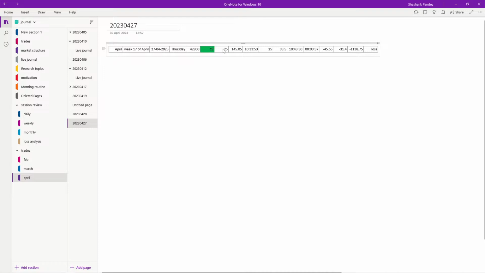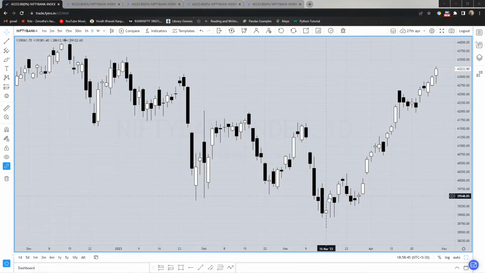It's a long position, only one lot of 25. Bought around 10:30, sold around 10:43. Time in trade is 9 minutes, and this is 145.99. So this is the percentage of loss, and this is loss per lot. This is 45 rupees loss per lot, which adds up to around 1138. So let's go and dress it up on our chart and see what this trade was.